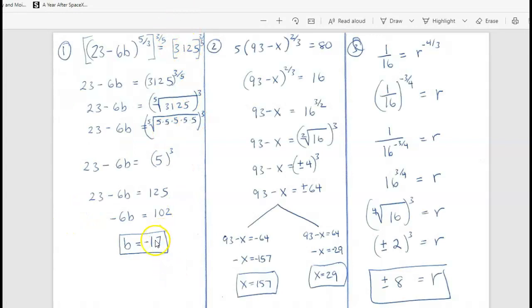All right, guys, here's your solutions. Number 1 was negative 17. Number 2, you had 2 answers, 157 and 29. Number 3, you had 2 answers, positive and negative 8.